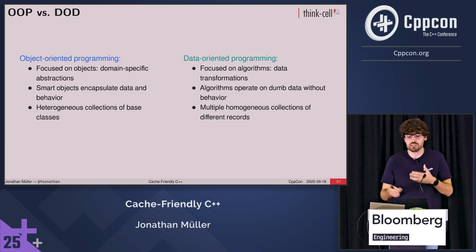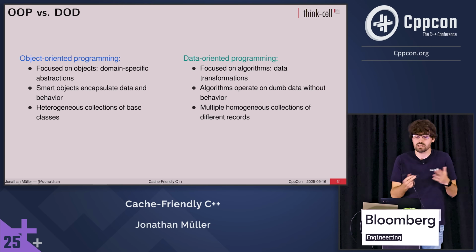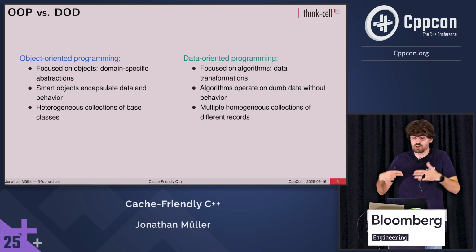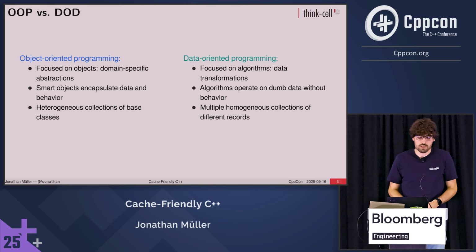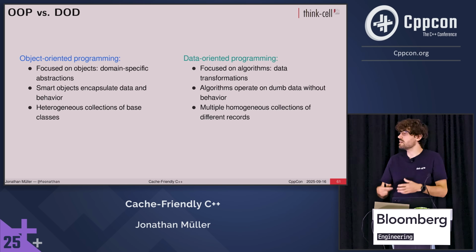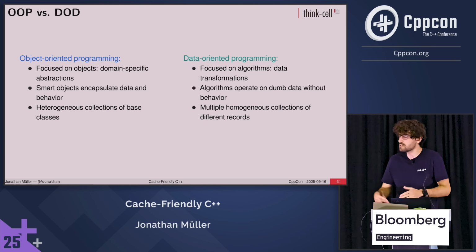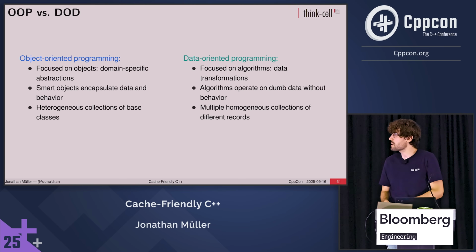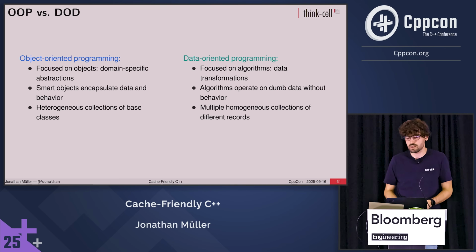In OOP, you have smart objects that encapsulate both data and behavior. So you've got classes with member variables and member functions. Whereas in data-oriented programming, you just have algorithms that operate on dumb data, right? Your ints don't have member functions, so to speak. And if you want different flavors of things, in OOP you use base classes, so you've got collections of pointers to base classes. Whereas with data-oriented programming, as we'll see, you'll have multiple homogeneous collections of the different data you operate on.